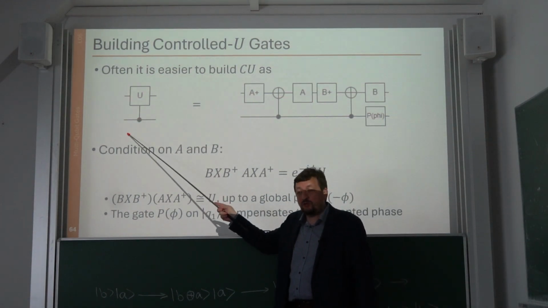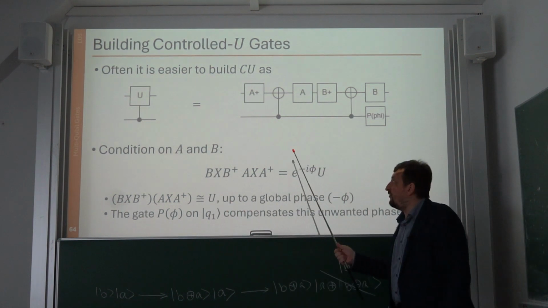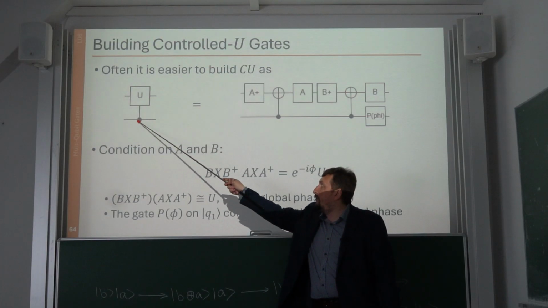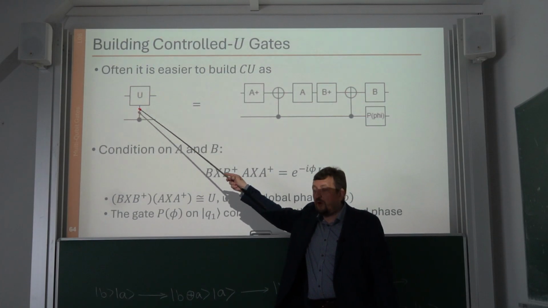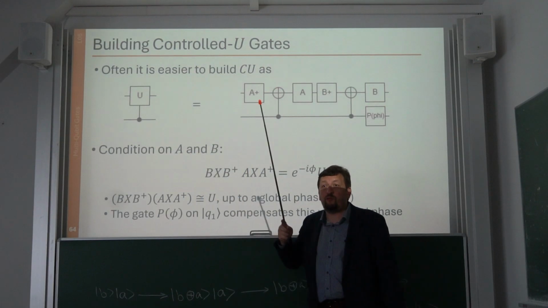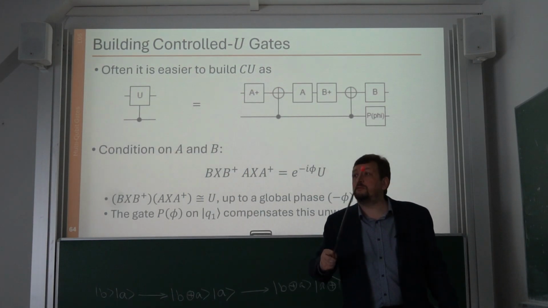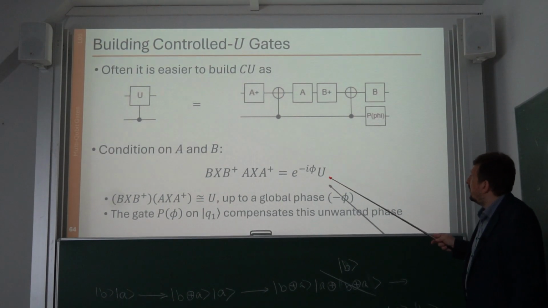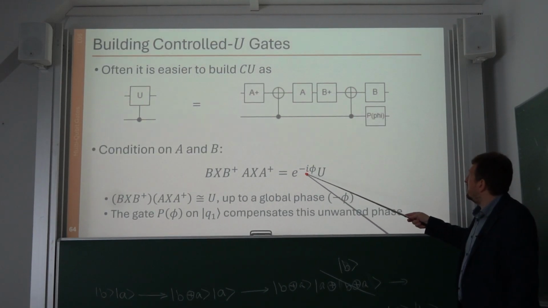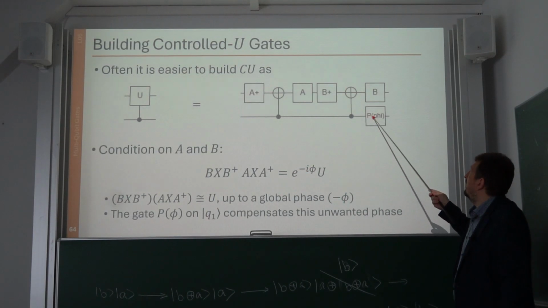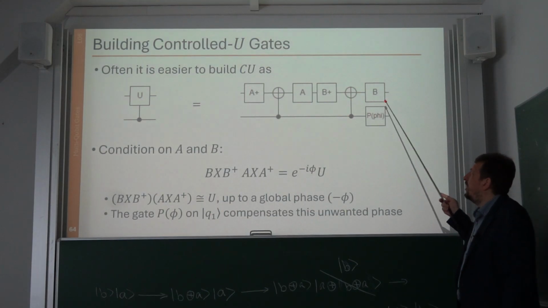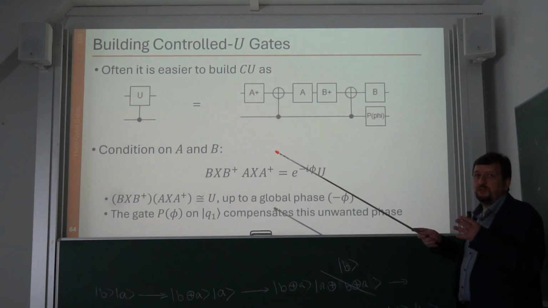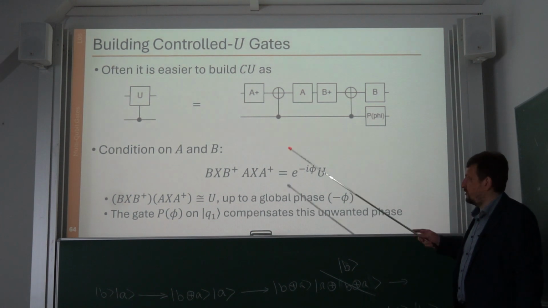Because in the controlled version of U, if the control is 0, this global phase will not be added because, well, nothing happens in this case. But if the control qubit is 1, we will add this additional phase. So for a controlled version of a gate, global phase becomes relative phase. So this is when you need to pay attention. But this phase can be simply compensated by an additional phase gate on the control qubit. Such decomposition is something that you can often see, say, in textbooks or papers on quantum computing.